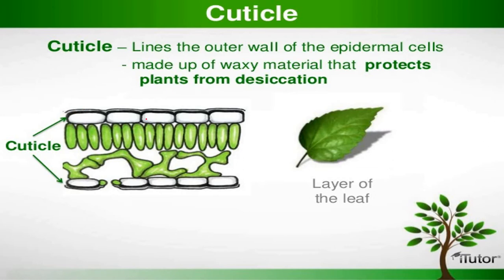This is the cuticle. It's a coat surrounding stems and leaves from upper part and lower part. It prevents dehydration and protects the plant.